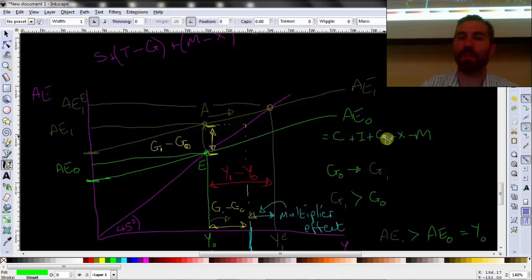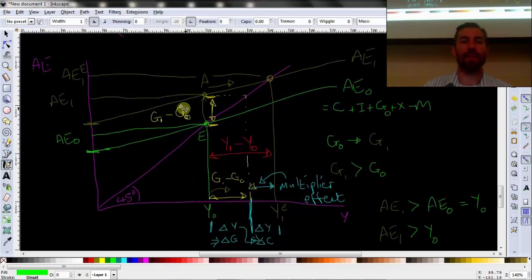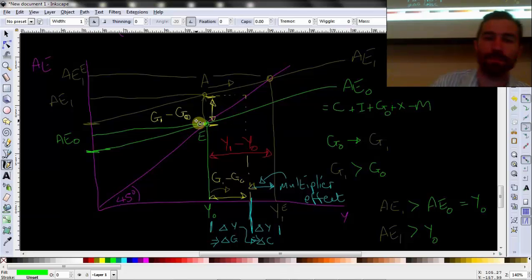We had some level of government spending, G0. We increased government spending to G1. That increase in government spending increased aggregate expenditure. It shifted our aggregate expenditure curve up by the change in government spending. In other words, the increase in government spending shifted the curve up by that distance, that distance being the change in government spending.